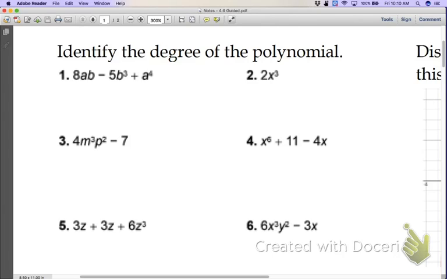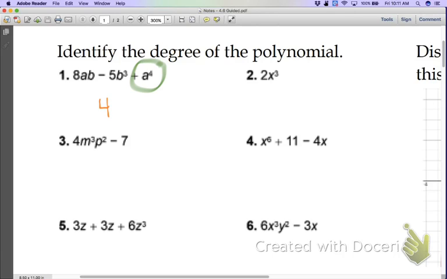Like 8ab, that is one term. Negative 5b to the third, that is one term. And a to the fourth, that is one term as well. So which term has the highest total powers? A to the fourth, right? So the only thing we've got to look at here is just that one single term, and it's going to be a degree of 4.